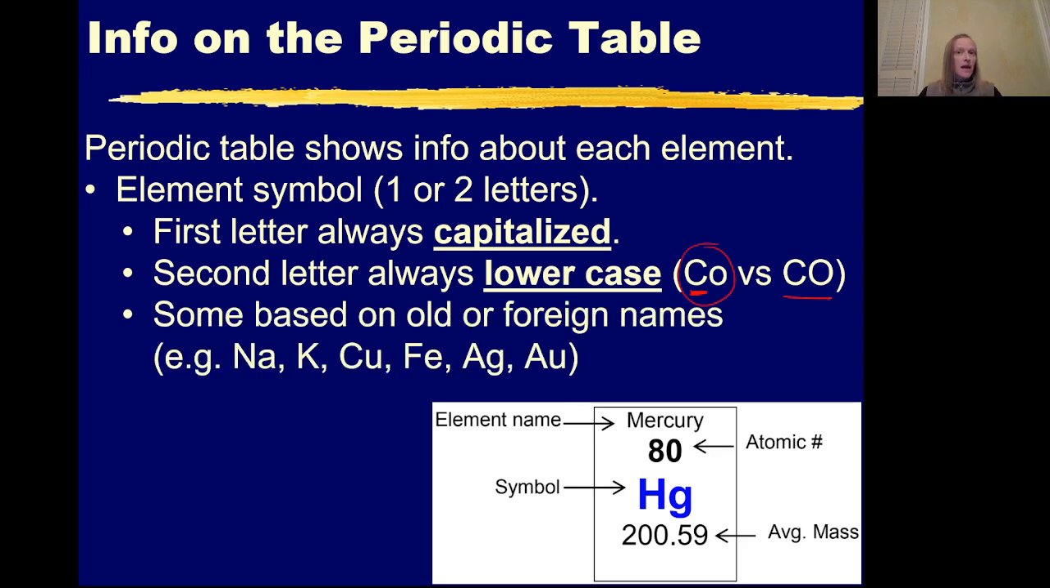Some elements have unexpected element symbols. So sodium, for instance, is not anything to do with the letter S. The abbreviation is Na. Potassium is abbreviated with a K. Copper is Cu. There are a lot of elements that begin with the letter C, so just don't get them confused with each other. Iron is Fe. Silver is Ag, and gold is Au. So be aware of some of these commonly used elements that don't have the expected element symbol.